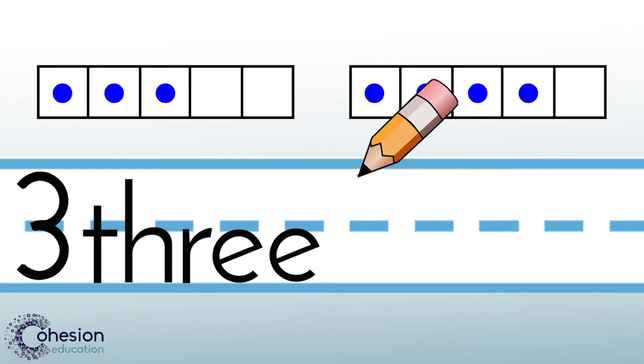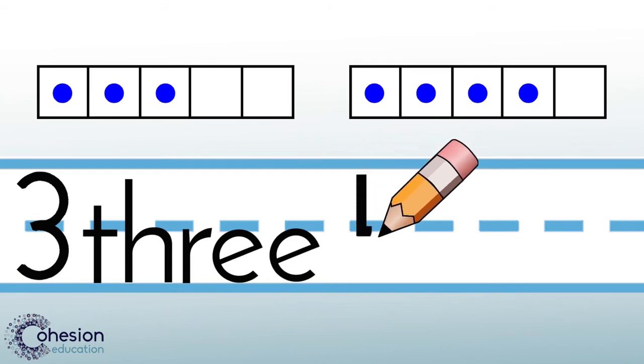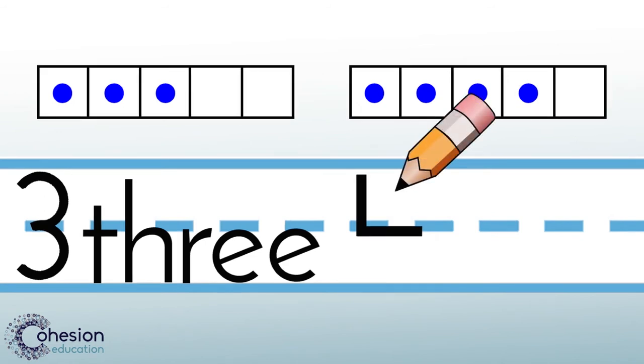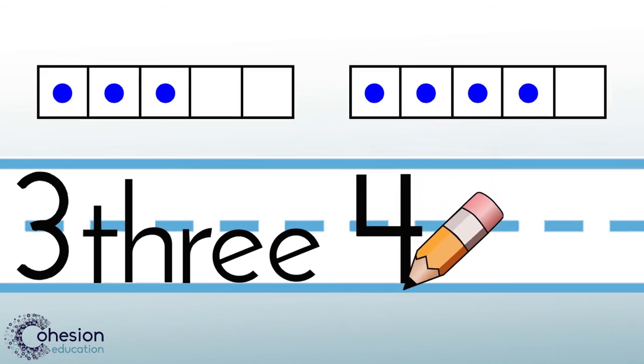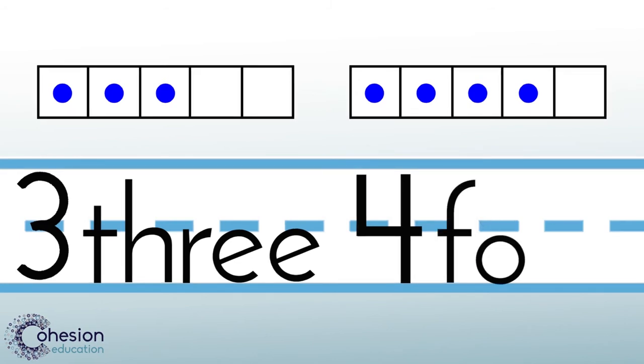Now let's write the number 4. Starting at the top, move your pencil in a straight line halfway down and across. Pick your pencil up and start back at the top and make a straight line down to the bottom. The number word 4 is spelled F-O-U-R.